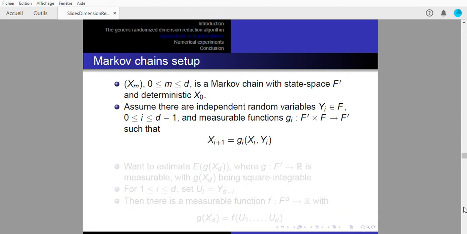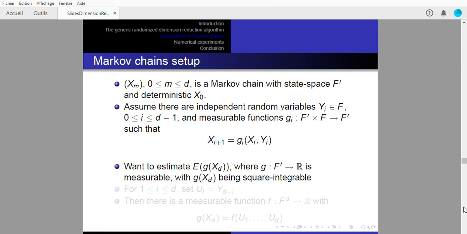Okay, so let me describe the applications to Markov chains. So we have a Markov chain Xm where m varies between 0 and d. And we assume that the Markov chain is driven by variables Yi. So X(i+1) is some function of Xi and of the random variables Yi. And here Yi are independent random variables. So for example, in the first example on queues, Yi's represent the arrivals at each time step. And we want to estimate a certain function of the state of the chain at time step d.